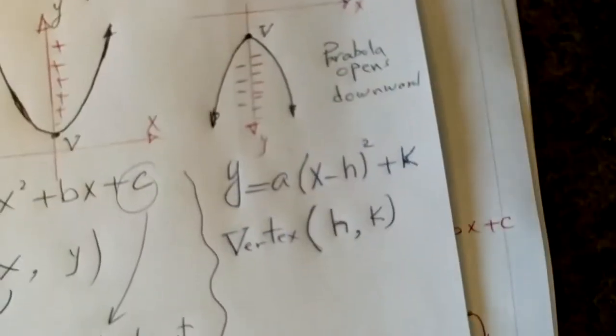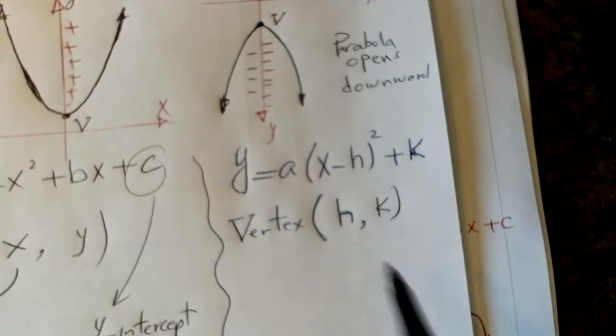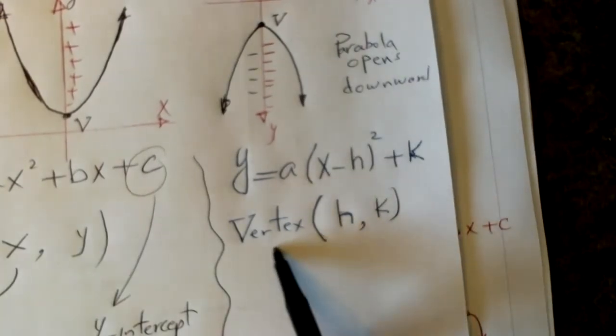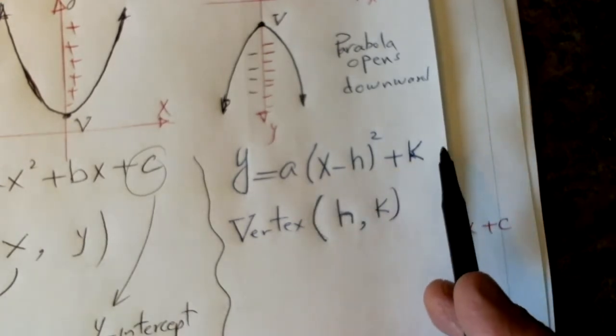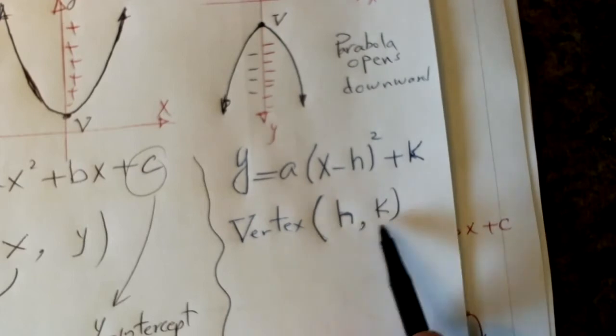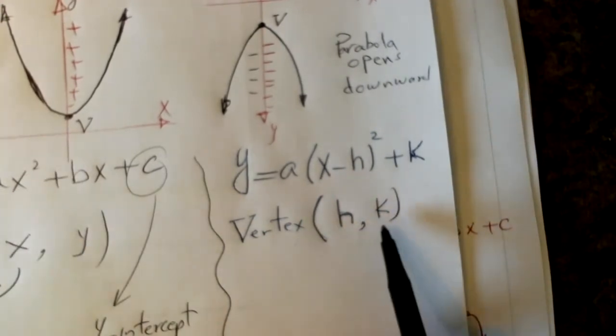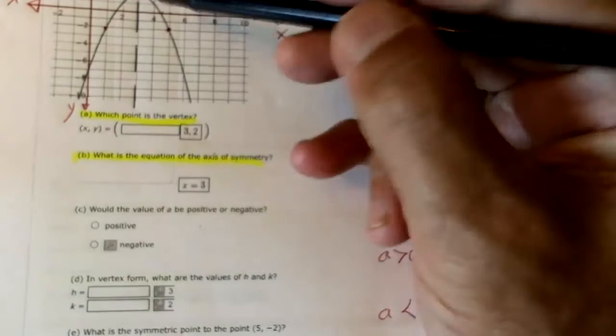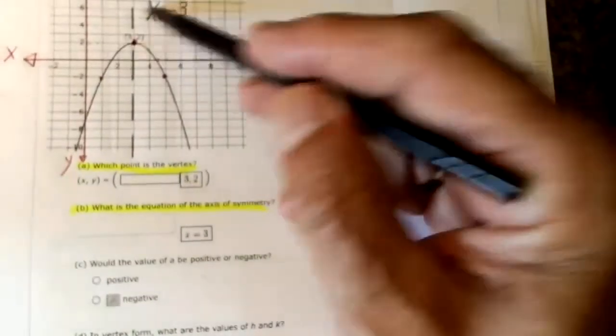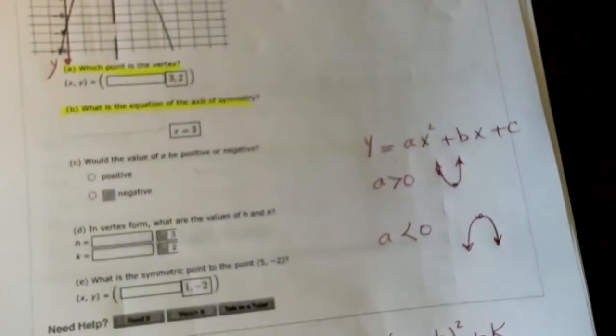If the equation is in this form, h and k are the coordinates of the vertex. In this problem, you don't have the equation. But when they ask what h and k are, they mean find the coordinates of the vertex. That basically means: what are the coordinates of the vertex? Here, 3 and 2. So you put that number here, 3 and 2.